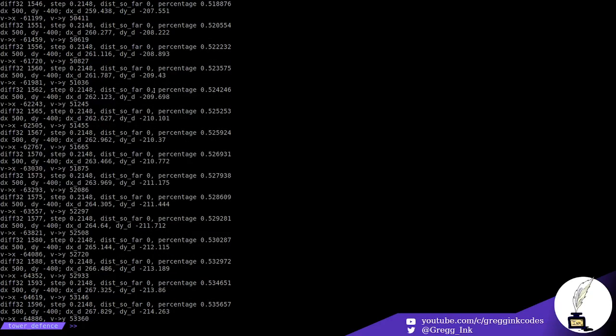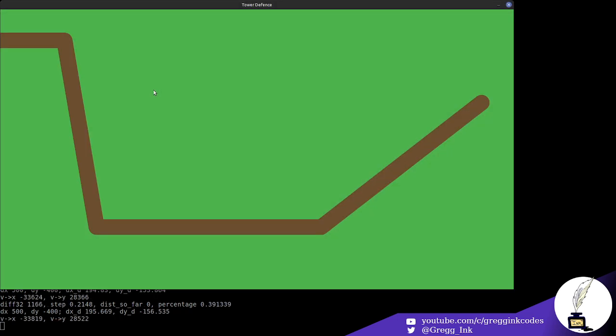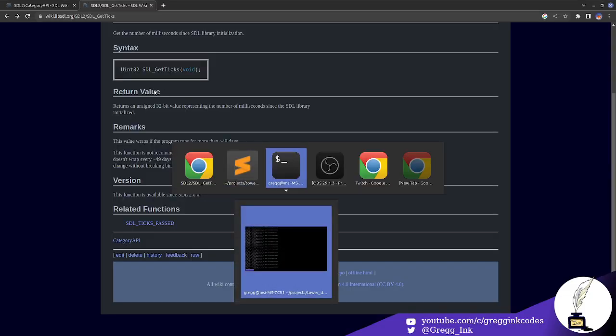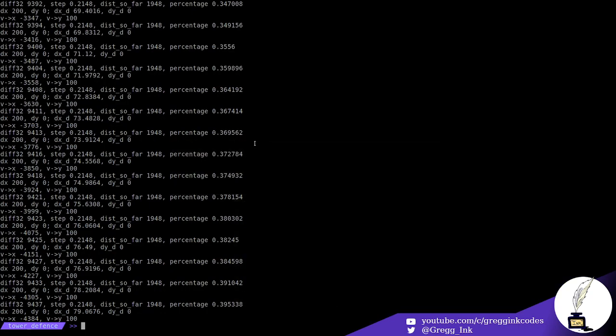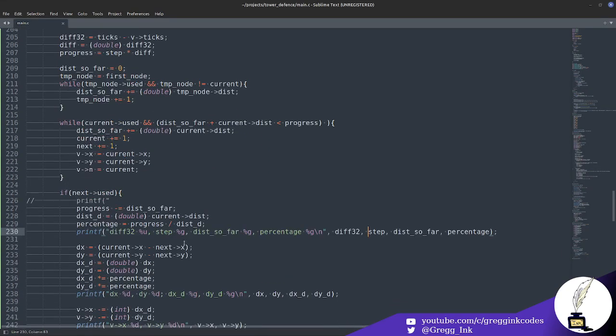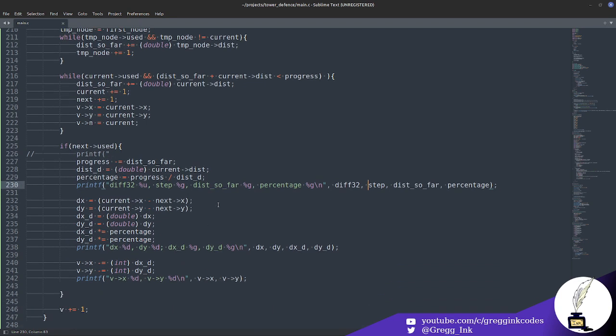Diff 32. So that's 1.5 seconds. 1 second, 2 seconds, 3 seconds, 4, 5, 6, 7. Okay, 9. So yeah, the ball starts a journey from a new node at roughly the time where it should. Okay, because we said 10 seconds. So that means that the time it takes to go through the node is way too fast.